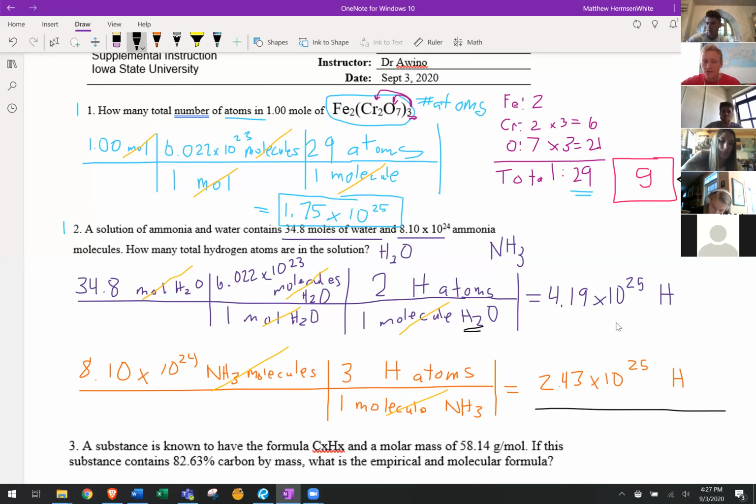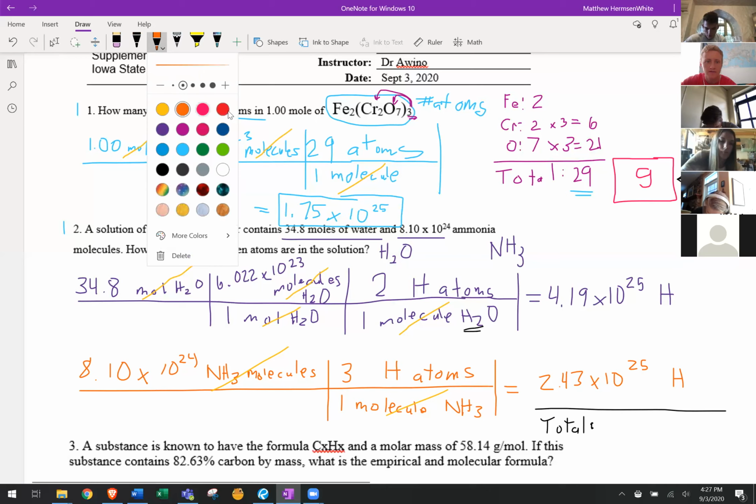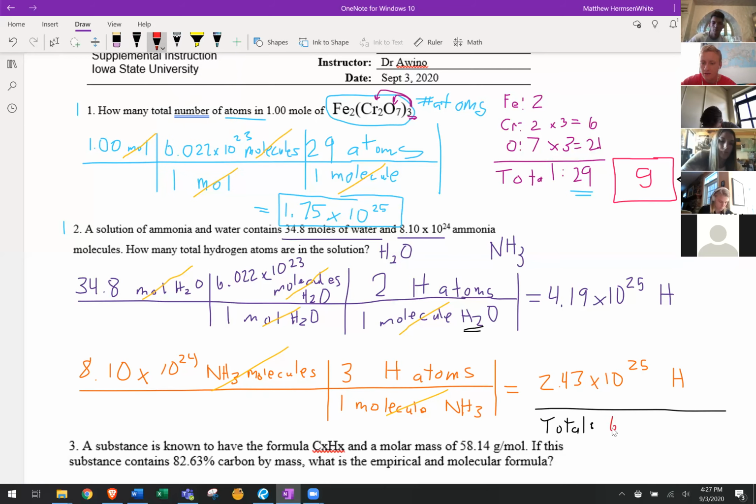So now you have the amount of hydrogen in the water and the ammonia, and then you just have to add these for a total. So your total, when you add these, you should get, let's see here. I got a total of, let me do it in red, 6.63 times 10 to the 25th hydrogen atoms.